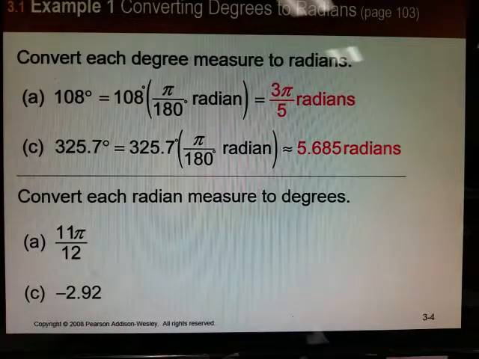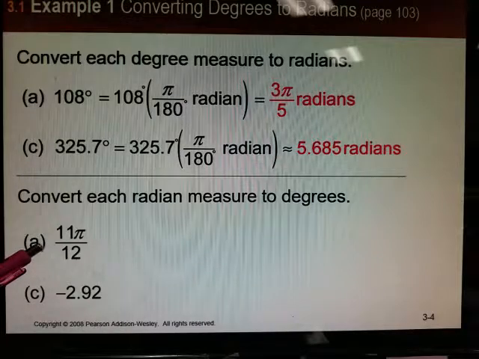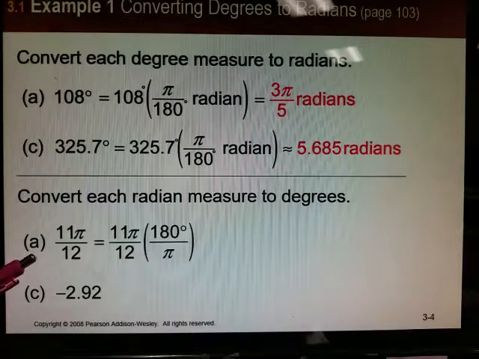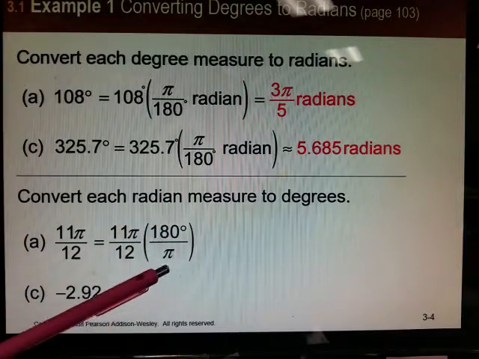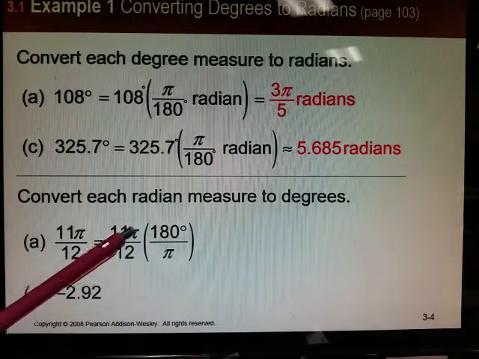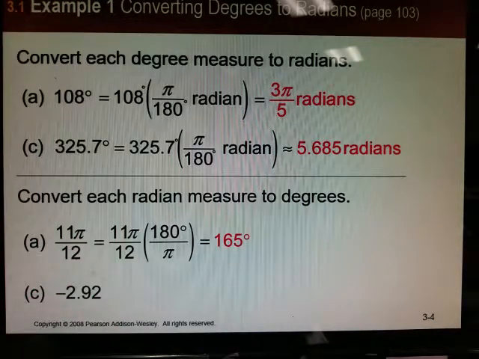All right, now we're going to go the other direction. So I'm going to convert from a radian measure to degrees. We just said pi was equivalent to 180 degrees. So if I was to multiply this by 180 degrees over pi, it's really multiplying by a big old fancy 1. See, now the pi's would reduce, and therefore now I need 11 times 180 divided by 12, and that's how many degrees that would be.